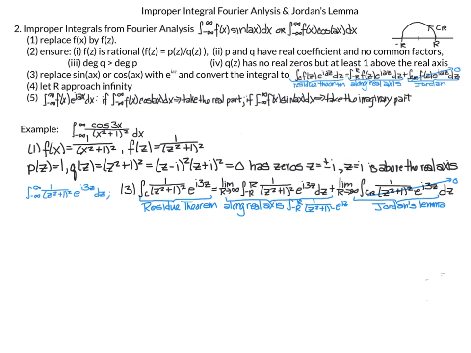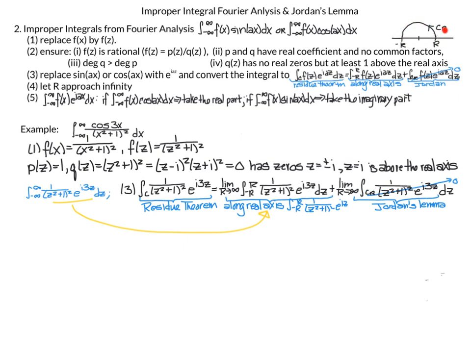So this integral here corresponds to this part of this equation, right? It's the same thing, except instead of negative infinity to infinity, I put the limit as r approaches infinity, integral negative r to r. But otherwise, it's the 1 over z squared plus 1 squared e to the i3z dz. And this is going to be part of our bigger integral, which is over our entire closed curve.